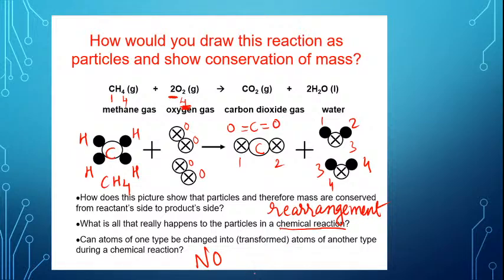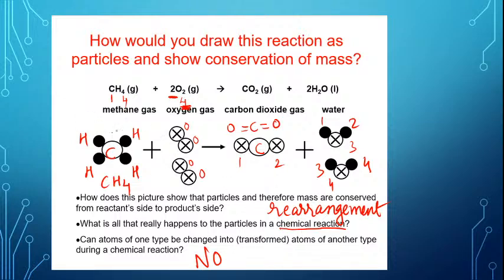There is no change. We cannot say that during a chemical reaction, a reactant of one element is going to change to a product of another element. No, the same elements will be there on the reactant side as well as the product side. So what is happening in the chemical reaction? There is a rearrangement of the atoms. Can an atom of one type transform into an atom of another? No.